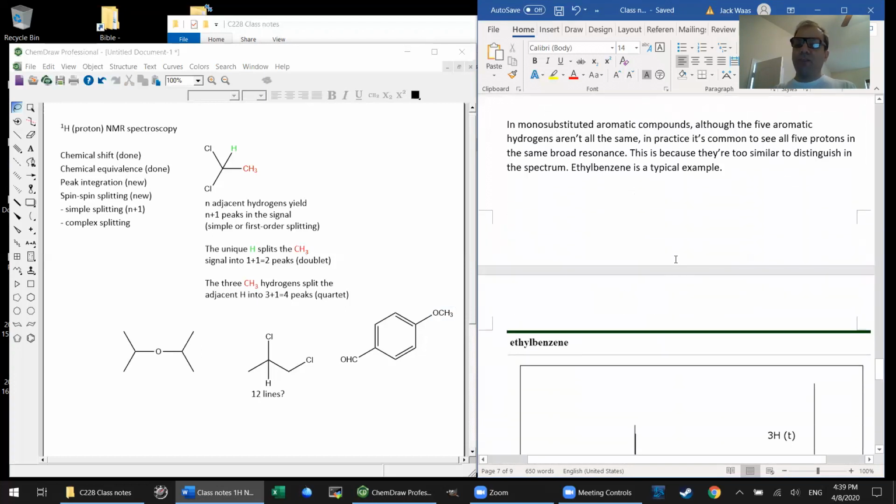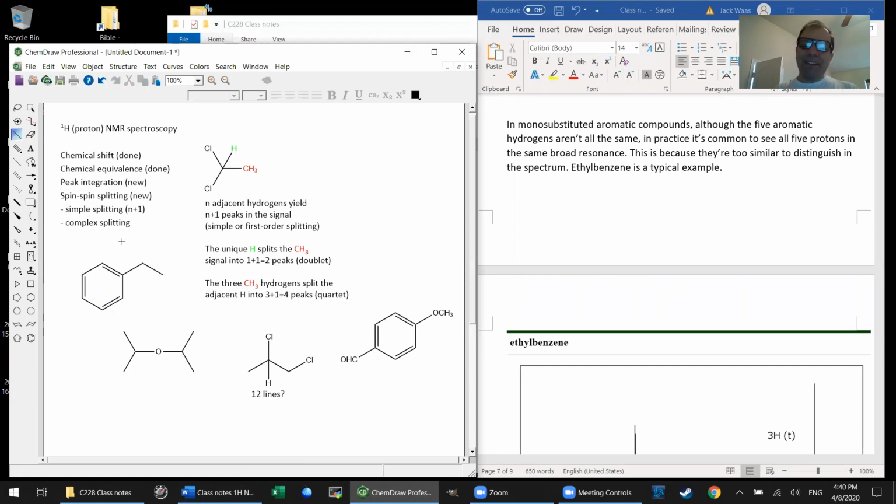Now, things are a little uglier in monosubstituted aromatic compounds, especially if that one substituent group is electron donating, or at least not particularly electron withdrawing, like if it were an ethyl group, like an ethylbenzene. Now, really, besides the protons in the ethyl group, there should, in principle, be 3 types of hydrogen. These 2 that are ortho to the ethyl, these 2 that are meta, and then the unique para-hydrogen.